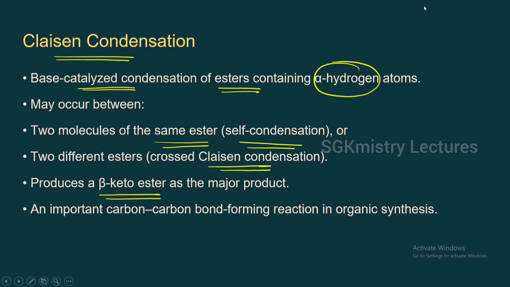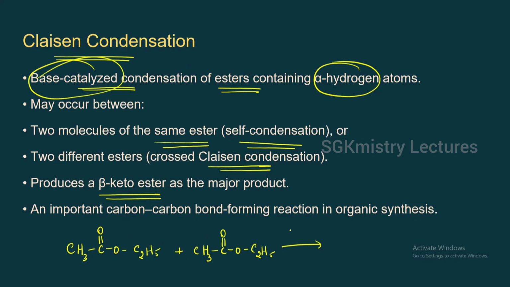So let us try to understand the reaction as well as the mechanism in detail. As I already told, here we are going to take esters. Let us take the ester ethyl acetate, CH3COOC2H5. I'm going to take another molecule of the same ester, CH3COOC2H5, in the presence of base, because it is base catalyzed. So I'm going to take ethoxide ion; sodium ethoxide can be taken. In the presence of the base, you're going to get the beta keto ester as the product.